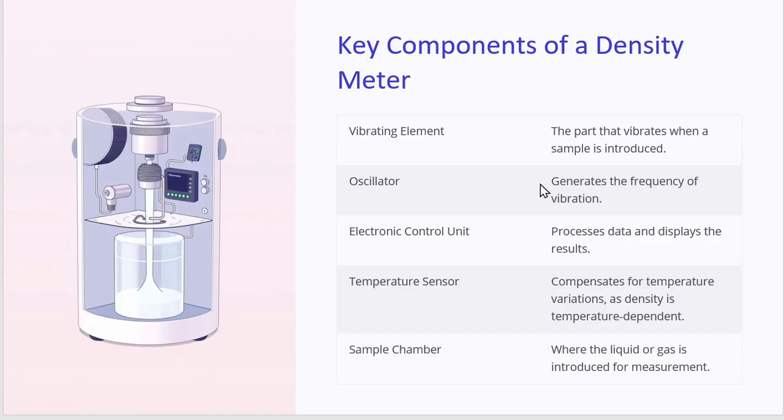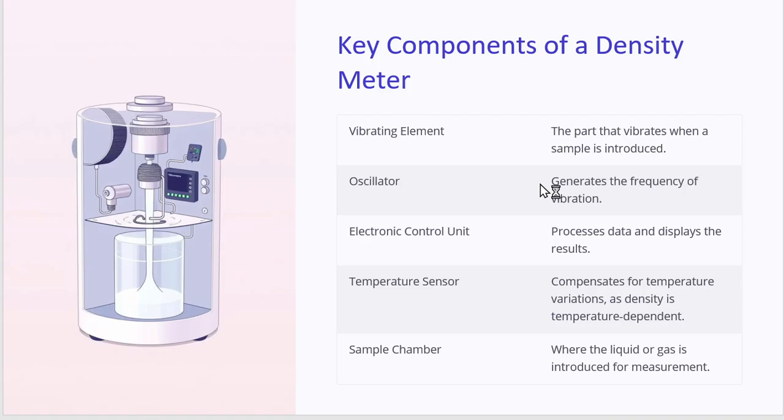Now I'm talking about the key components of a density meter. While talking about the key components, we clearly see there are mainly five key components of a density meter. First is the vibrating element. Second is the oscillator. Third is the electronic control unit. Fourth is the temperature sensor, and fifth is the sample chamber.